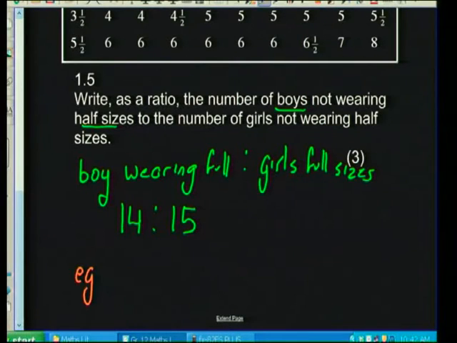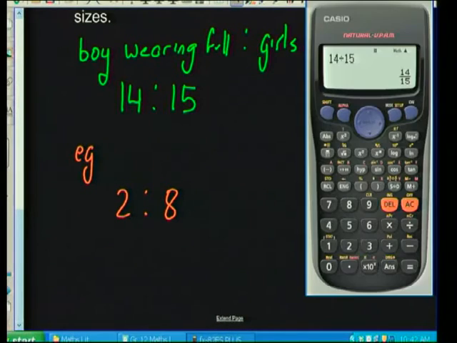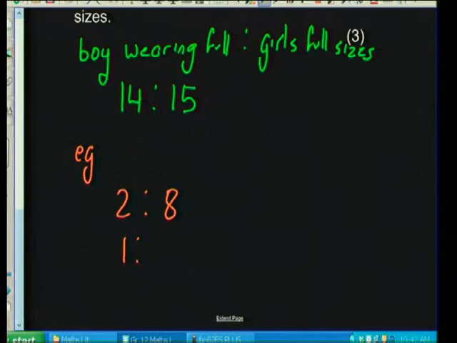So for example, if I had 2 to 8, on my calculator I'm going to say 2 divided by 8, and I see my ratio will then be 1 to 4. And your calculators are really wonderful because they help you with a lot of different questions. So that's using the calculator. Right, I think it's time we move on to the next question.